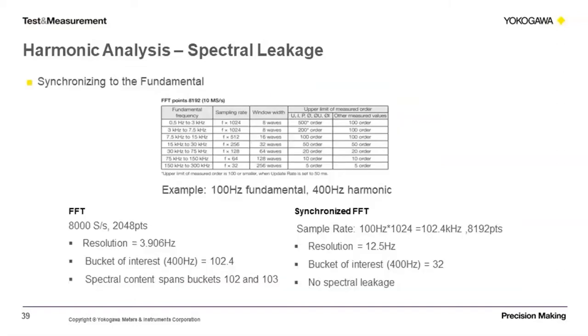To put actual numbers in this example, we use 100 Hz for the fundamental, and a harmonic of interest is 400 Hz. In the traditional FFT method, the math translates this to the 102.4th bin. Since it must be an integer, the energy spans 2 bins. In a synchronized instrument, the fundamental frequency of 400 Hz is multiplied by 1024. This value is from the table above, resulting in 102.4 kilohertz with a memory setting of 8192 points. This makes the math work for an integer number of 32 bins with a resolution of 12.5 Hz, providing an accurate representation of the energy at 400 Hz.